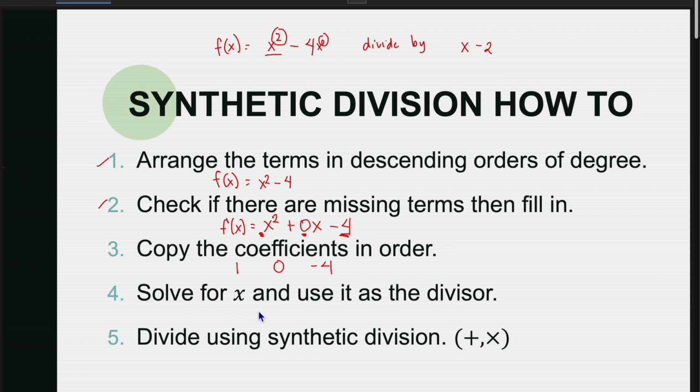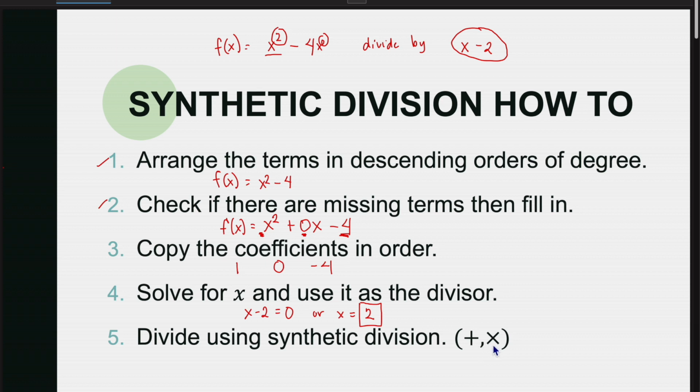Then, solve for x and use it as a divisor. Dito naman tayo titingin. We have to solve for x and use that to be our divisor. So, we have x minus 2 is equal to 0, or that is now x is equal to 2. Meaning, 2 is our divisor. And finally, divide using synthetic division.